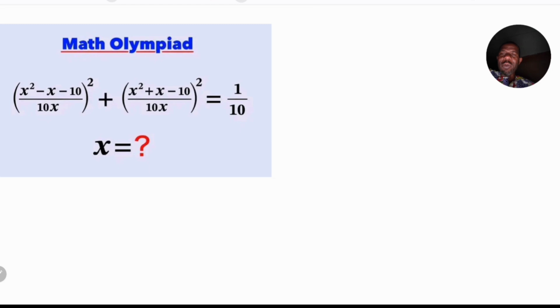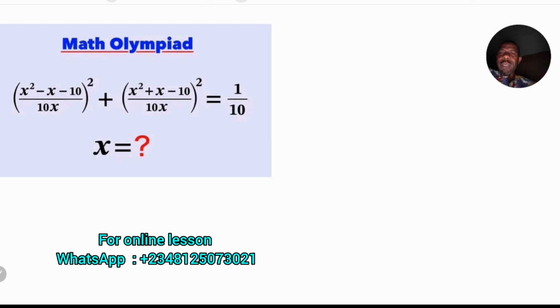In today's class, we are going to solve this Olympiad math problem together. So this is an algebraic equation, okay? If you can see, the question looks very difficult, but there is a way we are going to solve this problem without giving out stress, okay? We are going to use a substitution method to solve this problem.